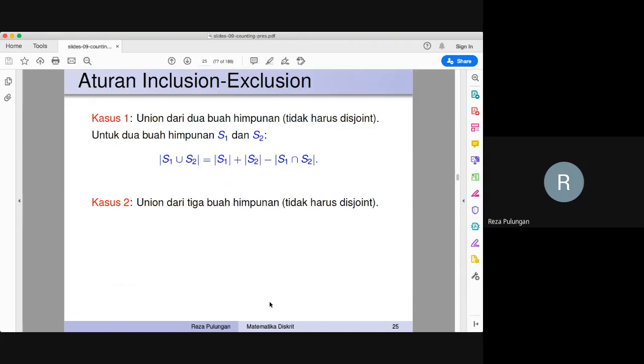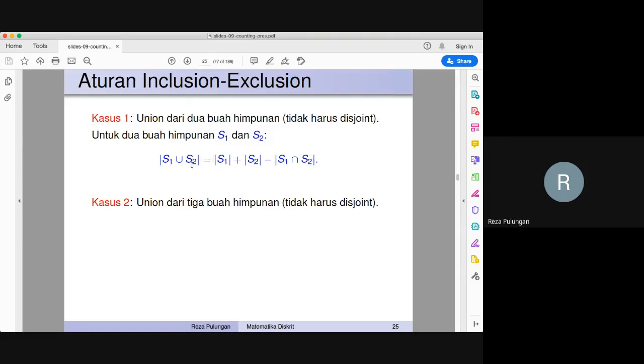Assume that we have two sets, S1 and S2. If you are asked the cardinality of S1 union S2, this will be equal to the cardinality of S1 plus the cardinality of S2 minus the cardinality of S1 intersection S2. Why? Because there is a possibility that they are not disjoint. If you add these two, inside of them there is actually S1 intersection S2. You can see this basically by using a Venn diagram.